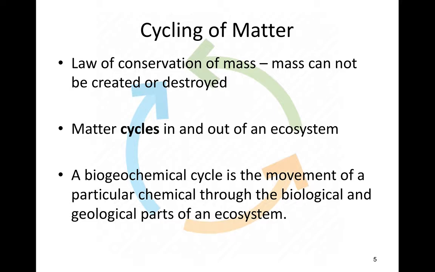If you remember, energy starts in the sun, moves into the producers, then the consumers, the decomposers, and eventually the energy is lost as heat. It goes in one direction. It's not destroyed, but it goes in one direction, whereas matter cycles.